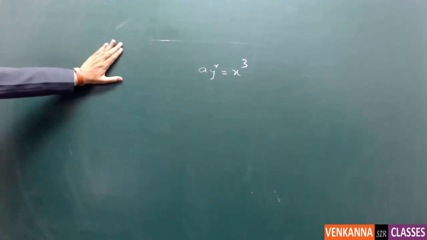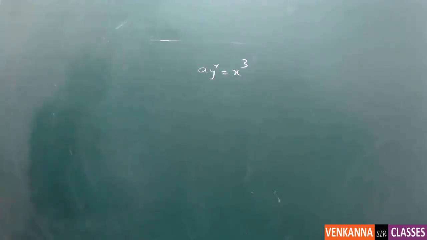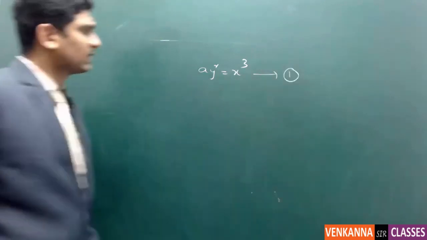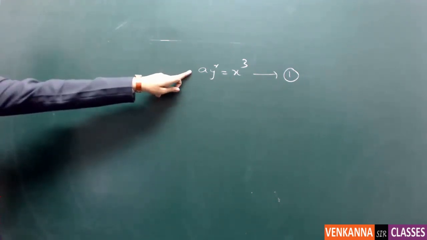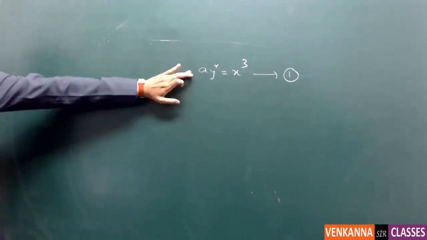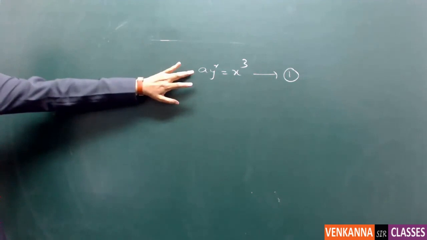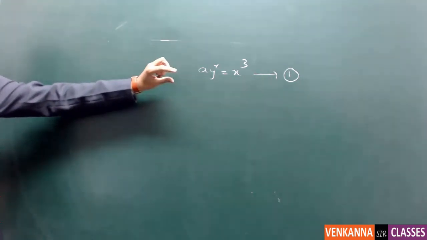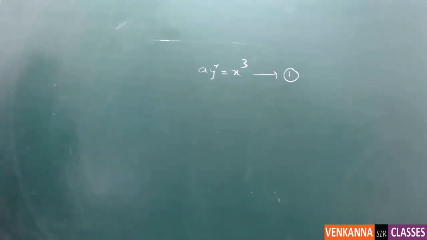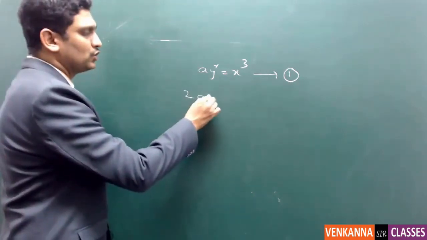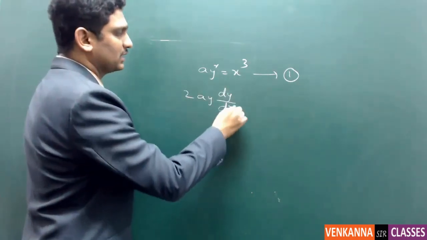So here, consider the given equation as 1, which is given in Cartesian coordinates. So differentiate with respect to x on both sides. Our motto is, on doing differentiation, we should eliminate the parameter a. However, if it is not eliminated, by finding a suitable substitution for a, we are going to eliminate the parameter. So if you differentiate this, you have 2ay into dy by dx is equal to 3x square.